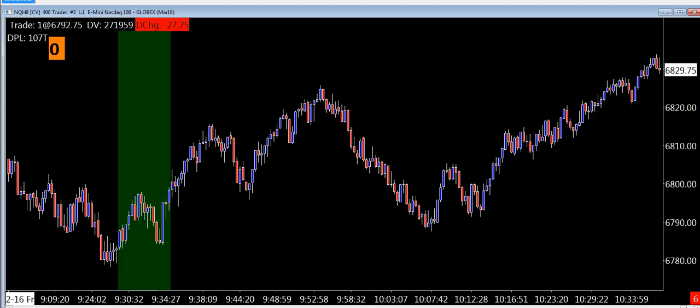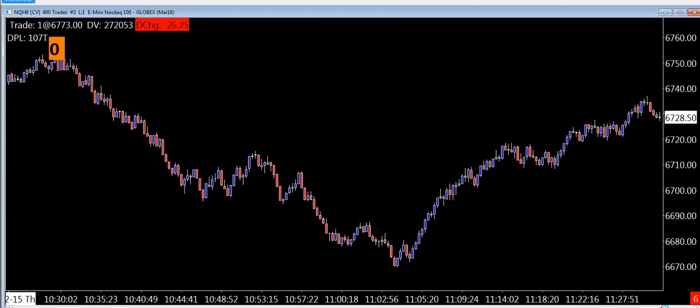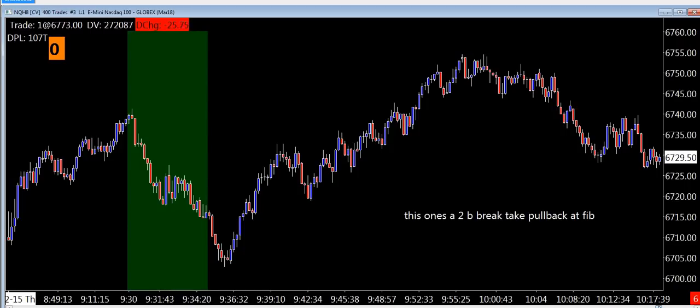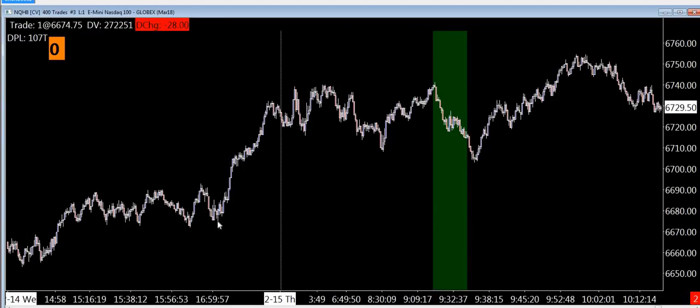So I'm going to show you day after day how this works, every day but Wednesday, of course. And I'm looking at a 400 tick chart. It makes it a little easier to see. Let me get rid of that thing here. Okay, so we get this. Oh, okay, here we go.